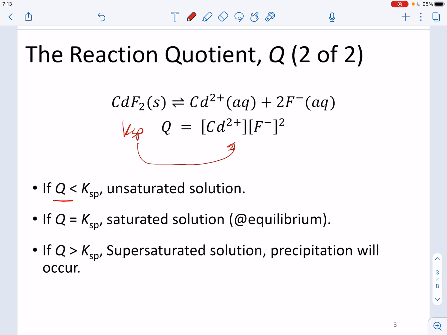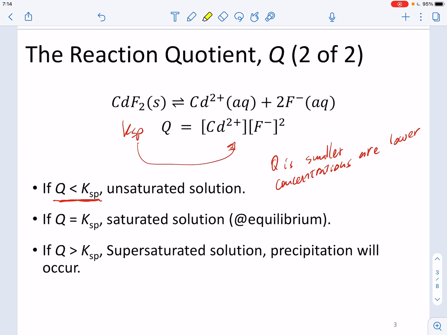Well, if Q is smaller than KSP, you have an unsaturated solution. And why is that? Remember, if Q is smaller, then concentrations are lower than they are supposed to be. If they are lower, then it means you can still dissolve more. That's why you have an unsaturated solution. So remember, if Q is smaller than KSP, you have an unsaturated solution. You can still dissolve more. From the point of view of precipitation, if you have an unsaturated solution, nothing is going to happen. Nothing is going to precipitate.